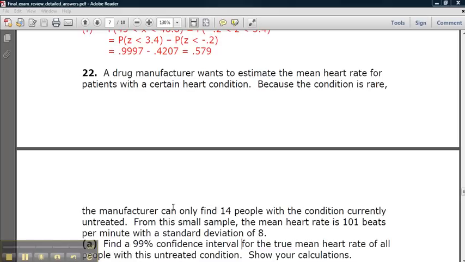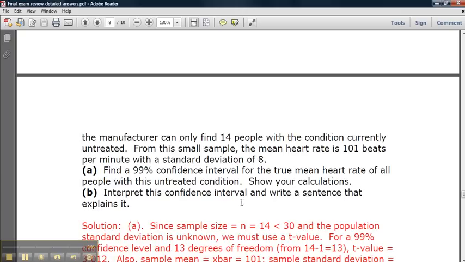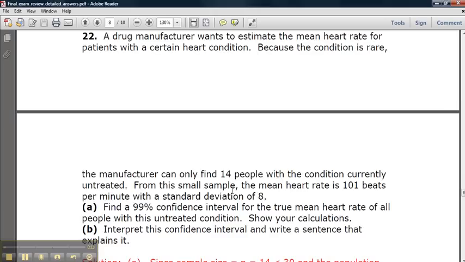Alright, number 22. Here we have a confidence interval problem. Here we want a 99% confidence interval for the true mean heart rate. And if you forgot, I'll show you where to go for this one. Looks like we got 14 people. That's our n.